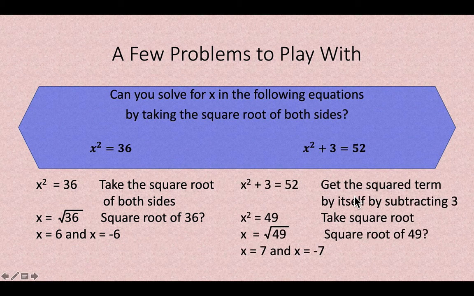For our second one, our square term has something else on the same side with it, and so we've got to isolate our square term. So you subtract 3 from both sides. So 3 minus 3 gives us the 0 here, and 52 minus 3 gives us 49. So we end up with x squared equals 49. Take the square root of both sides, you get x equals the square root of 49. Square root of 49 is 7 or negative 7. And so that is our solution.